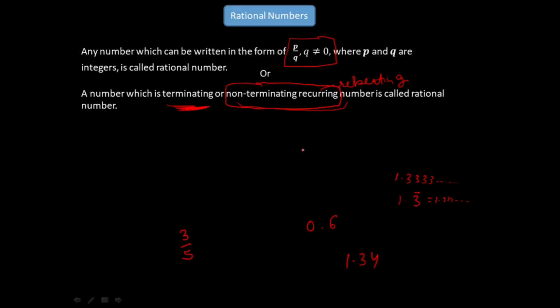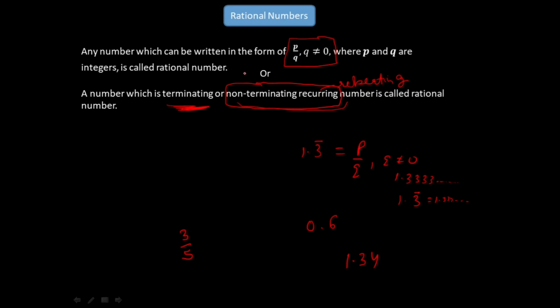So can you see this 1.3 bar is a rational number? Yes, it is a rational number. Just for the time being, remember this, it is a rational number. I will prove it later why it is so. Because this number can be written in the form of P over Q, where Q is not equal to 0. That is a very important kind of question. We will be discussing this a little later.